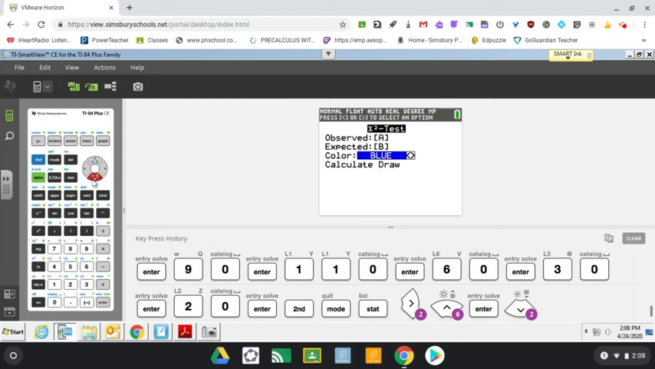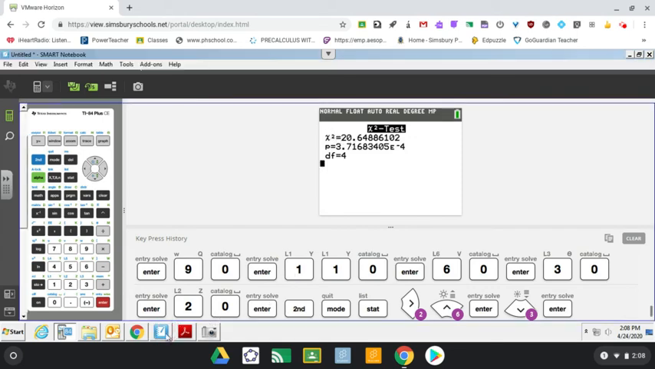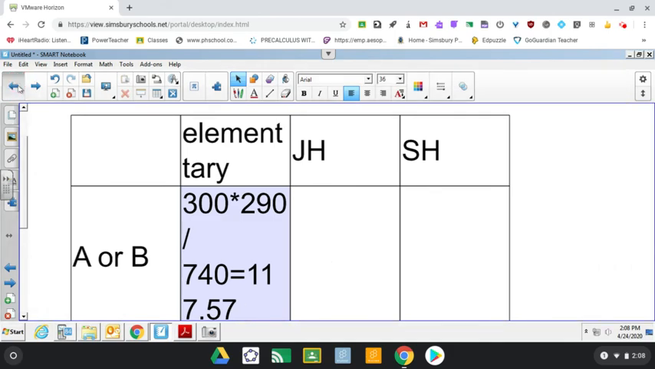We now just want to go to calculate. Ooh, convenient. This is our chi-square calculated value. So it's 20.6. Let's write that down. 20.6.